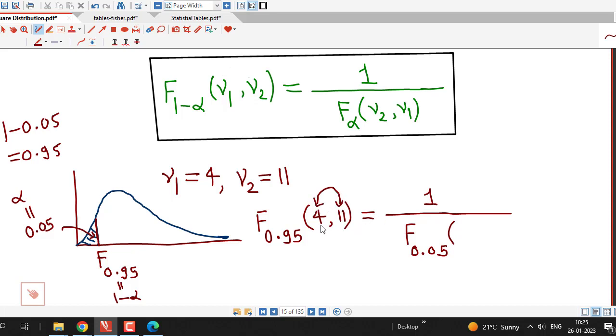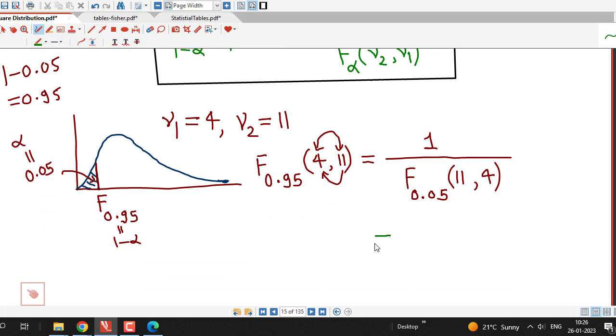Here the first degrees of freedom are 4, so I will write 4 as the denominator degrees of freedom, and I will replace the denominator degrees of freedom with the numerator degrees of freedom. In short, I will interchange the numerator and denominator degrees of freedom, and I will search for this value in the table and I will take the reciprocal of this.